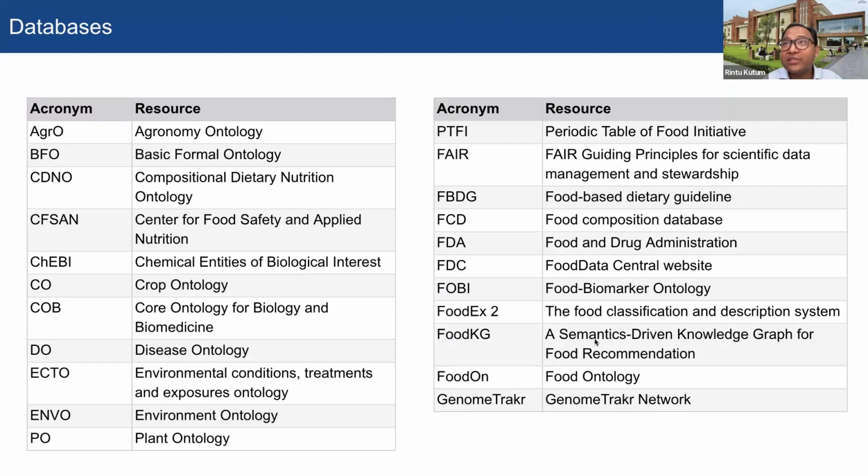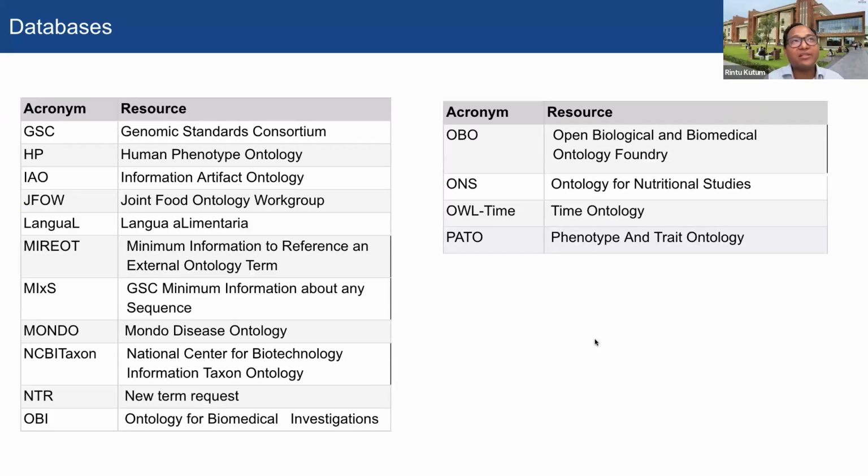And there are other databases or ontologies also related to food, for example food-based dietary guidelines. You have something to do with the FAIR principles, which is about how to go about making your data reusable, or in fact interoperable, so that it can be used for other purposes also. And there are some ontologies very specific to particular areas. For example, disease ontologies, such as the Mondo disease ontology. If you are interested in human related phenotype ontologies, then we have the Human Phenotype Ontology, which is called HP. Then you can have additional ontologies very specific to nutritional studies, for example the ONS itself.